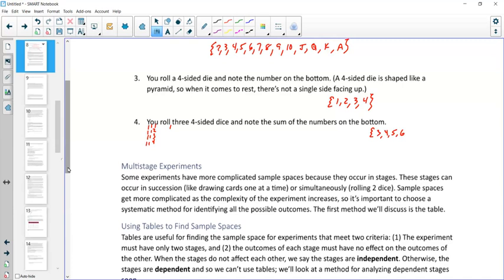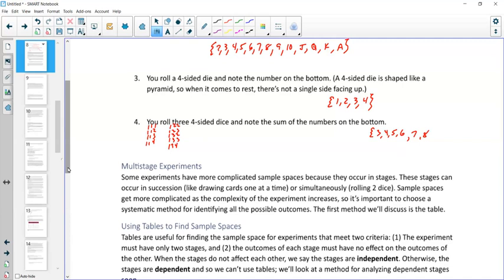So a 1, 2, 1 would give us the same thing. A 1, 2, 2 would give us a 5. A 1, 2, 3 would give us a 6. A 1, 3, 2 would give us a 6. A 1, 3, 3 would give us a 7. A 1, 3, 4 would give us an 8.